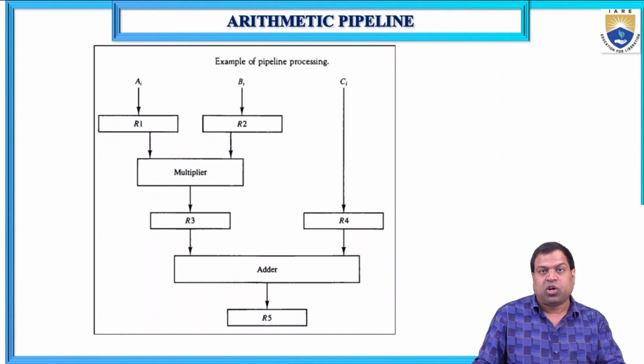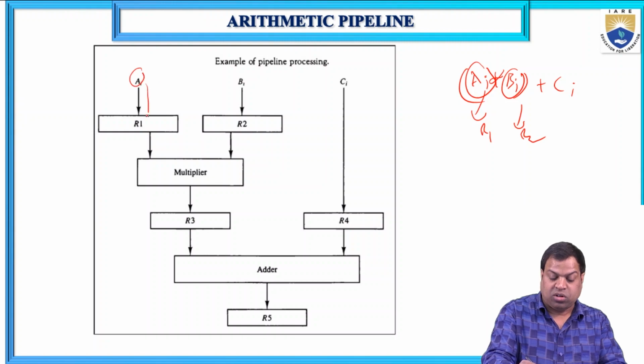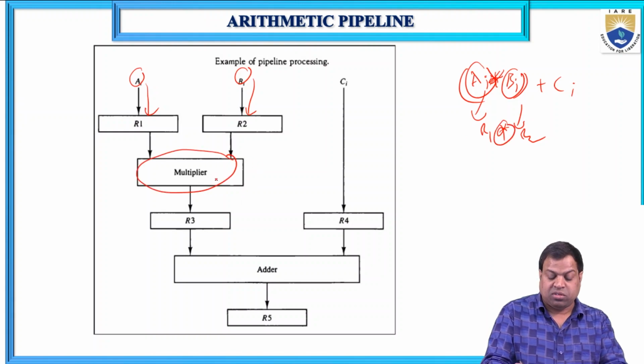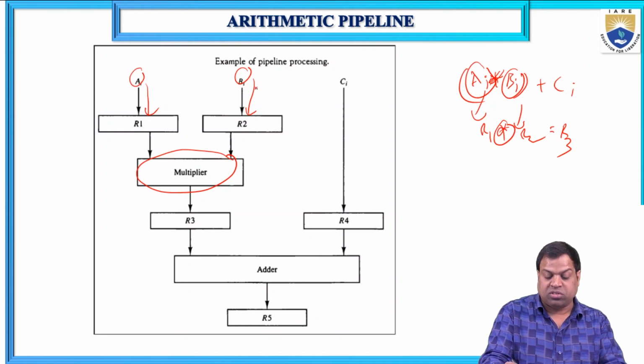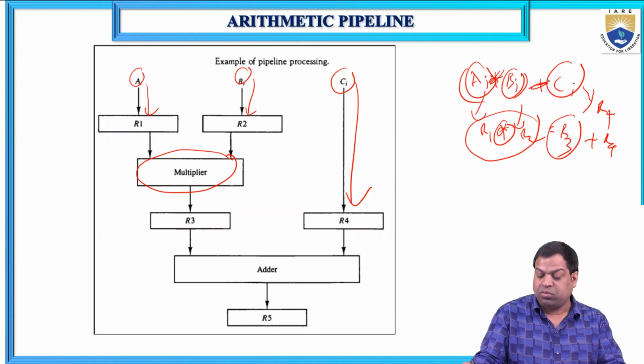It is a flow chart of the arithmetic operation of this example. Example of pipeline processing. Here I am taking Ai into Bi plus Ci. So Ai equal to R1 register, Bi equal to R2 register. I am multiplying Ai into Bi, that means R1 into R2, using a multiplier, and the resultant value is stored in R3. So the R1 into R2 value should be stored in R3, and after getting R3 I am calling Ci now. Ci equal to R4. This R3, the R1 into R2 value, and the Ci value equal to R4. So I am taking the addition of this, R3 plus R4. What do I need for plus? An adder. So R3 plus R4, the resultant value should be stored in R5.